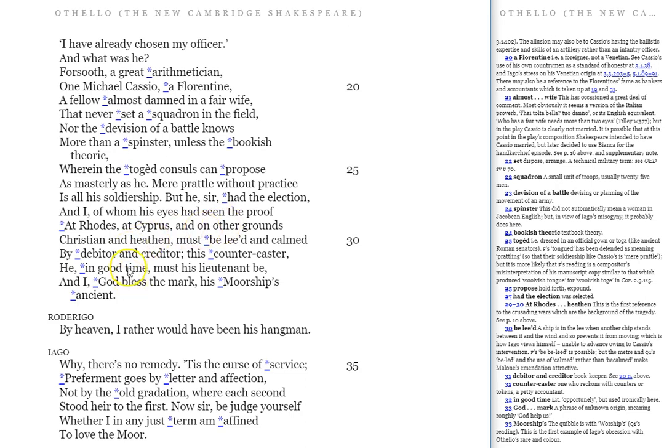By debtor and creditor. Who's the debitor and creditor? That person is effectively a nobody who's not much more than a banker, really. Goes back to this idea here. This countercaster. I would say that in the modern idiom as something like a bean counter. He, in good time, is almost just like that, effectively. That's the way I see that little phrase there. Must his lieutenant be? He gets the job of lieutenant. And I, God bless the mark, his moorship's ancient.